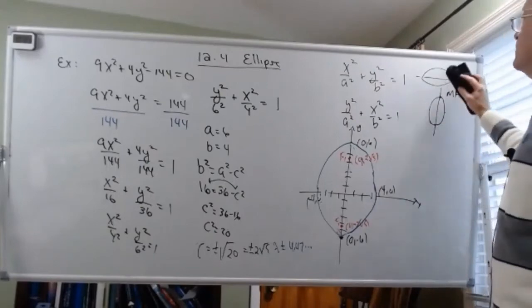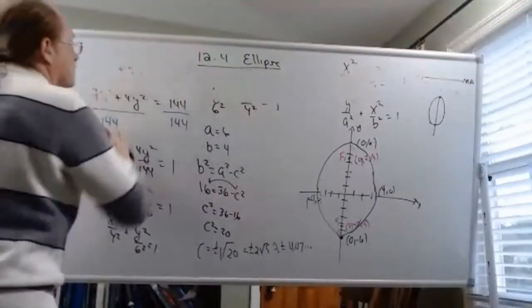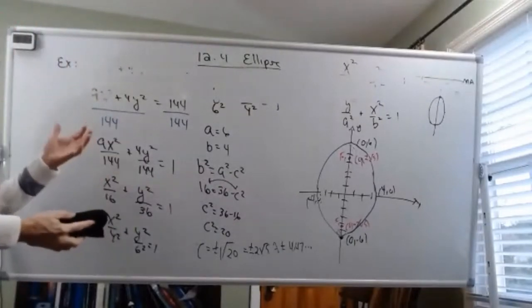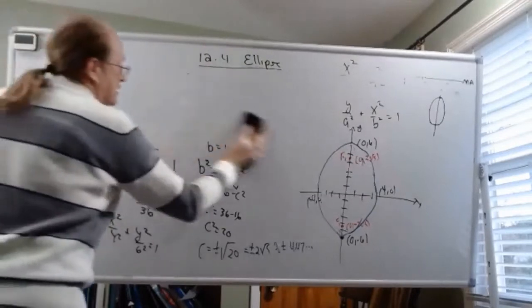So let's kind of give some verbal information and look at this second type of problem, the third example. I gave 2 examples of the first type, and now we're going to do 1 example of the second type.